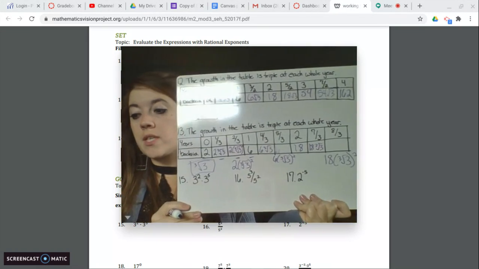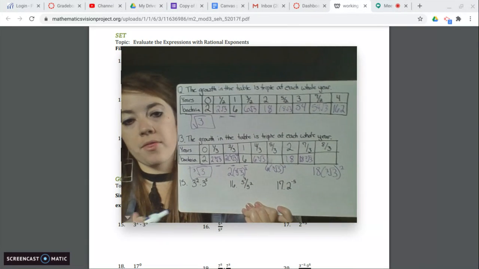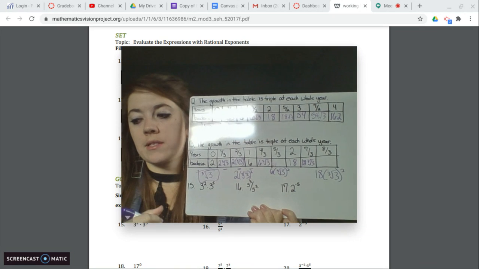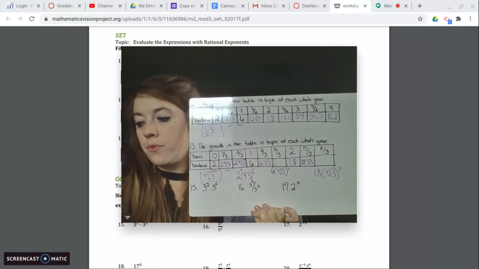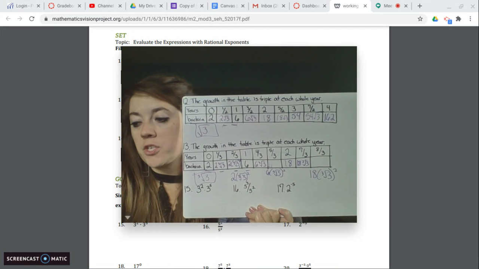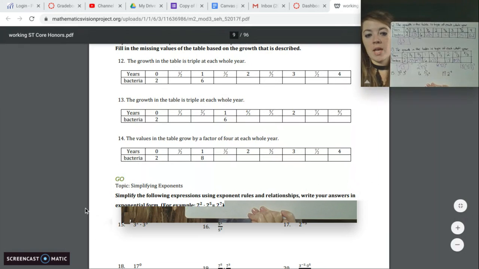All right, so you'll do the same thing for 14, except this time it has a growth factor of 4. So be careful with that. It's a little easier though because it's not fractional. All right, for 15 through 20, simplify the following expressions using exponent rules and relationships. Write your answers in exponential form.